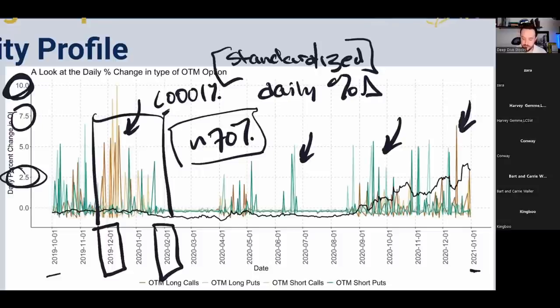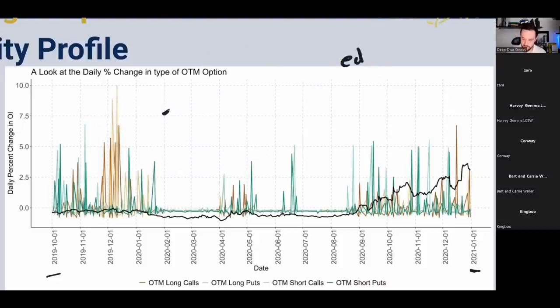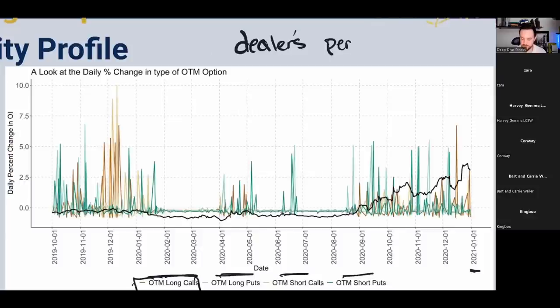So the take-home message here is that we can already see just by looking at the daily percent change in the types of options. And again, I want to emphasize that these are directionalized options, right? So the out of the money long calls, from the dealer's perspective, out of the money long puts, out of the money short calls, out of the money short puts. So for instance, here we see a lot of out of the money dealer long calls.